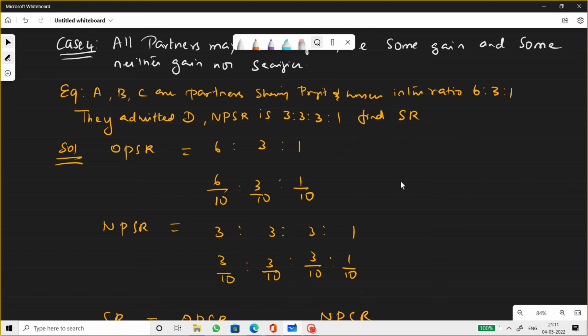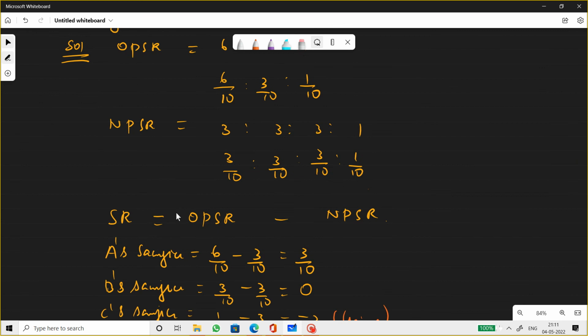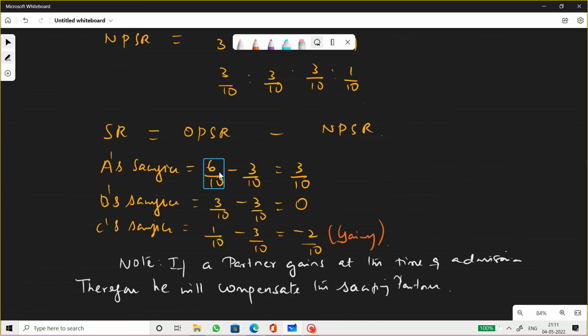Find the SR. Here OPSR is given, so I'm writing that in fraction. NPSR is given, I'm writing that in fraction. Sacrificing ratio is OPSR minus NPSR. So A's sacrifice is 6/10 minus 3/10, 3/10. B's sacrifice is 3/10 minus 3/10, 0. That means B is not sacrificing anything. Whereas for C, it's 1/10 minus 3/10, which is minus 2/10. That means C is gaining because of D's admission.